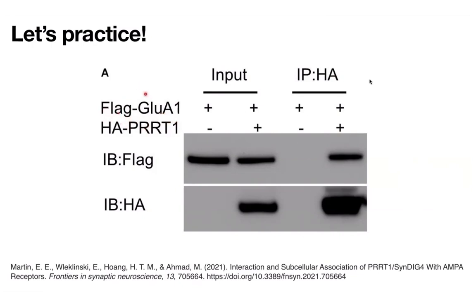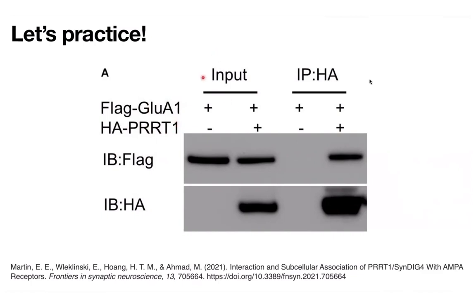So they have two tagged proteins. They're going to be doing their immunoprecipitation against the HA. So basically they're going to be pulling out this HA-PRRT1, and then they're going to be doing an antibody again. They're using an immunoblot, so a Western blot, both against the flag tag, which will tell them if GluA1 is there, as well as against the HA, which will tell them if PRRT1 is there.